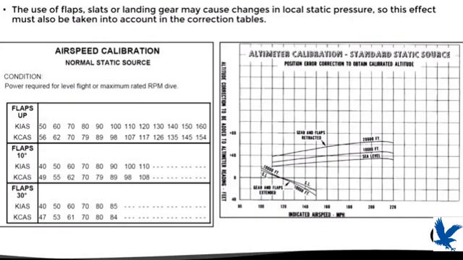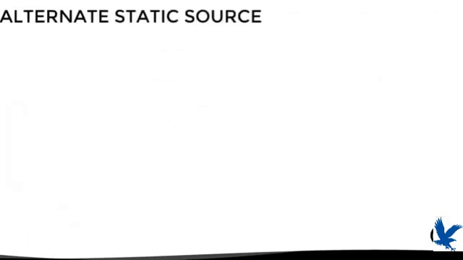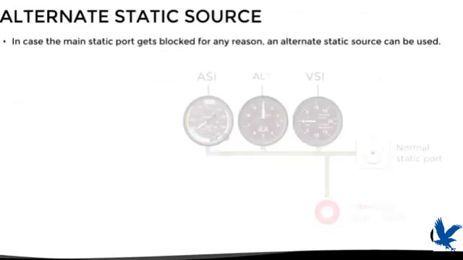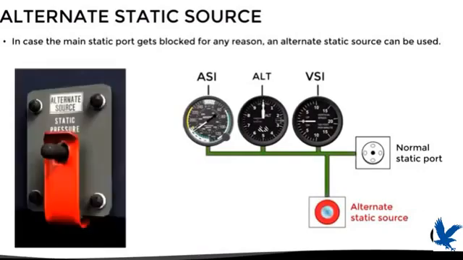Now, as we will remember, the pitot tube had a heating system that prevented it from being blocked by ice, so the question now is, what happens if the static port gets blocked? Well, for this case, we have an alternate static source, which is basically an additional static port that is connected to the system and can be activated by means of a switch in the cockpit. However, this alternate static port has a peculiarity, and it is that it is normally located inside the cabin to avoid a potential blockage due to external conditions.